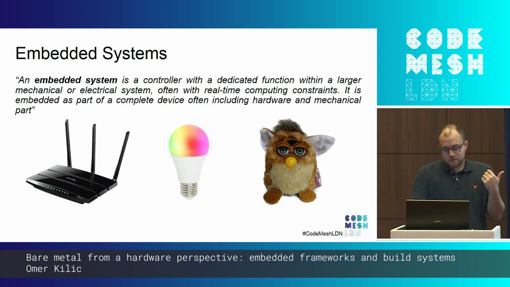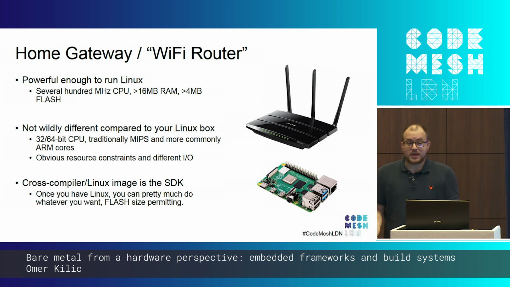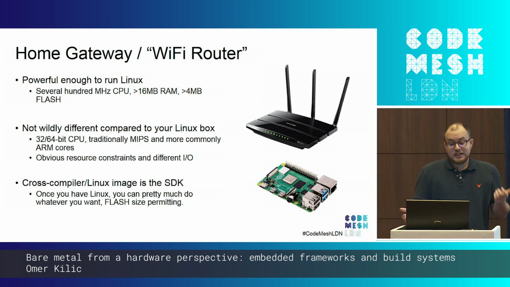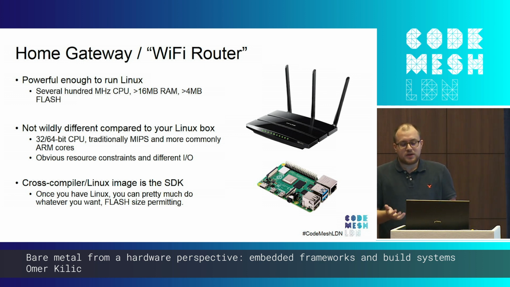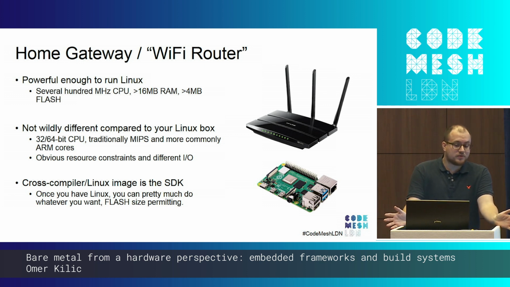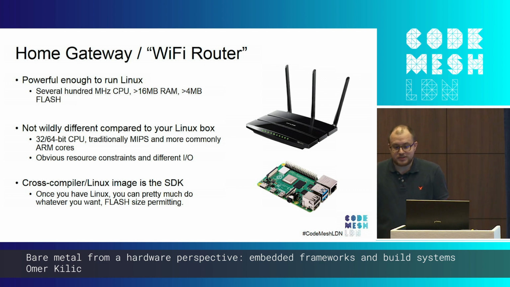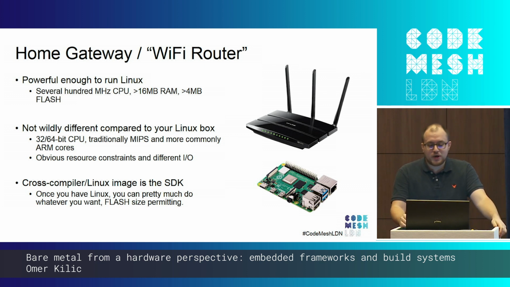So the first device we'll break down is a little home gateway or a Wi-Fi router. This is the same sort of device as, you can think of Raspberry Pi fitting into this category. So we have, traditionally, several hundred megahertz of a CPU. These days, of course, multi-core is pretty much free, so you get that everywhere. Usually you have more than 16 megabytes of RAM. 16 megabytes is kind of a limit of whether you need to really worry about stuff or not. And then 4 megabytes or more flash.